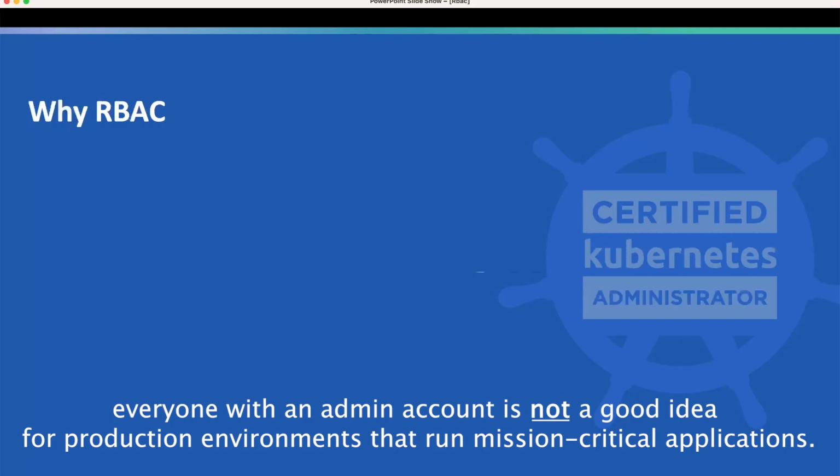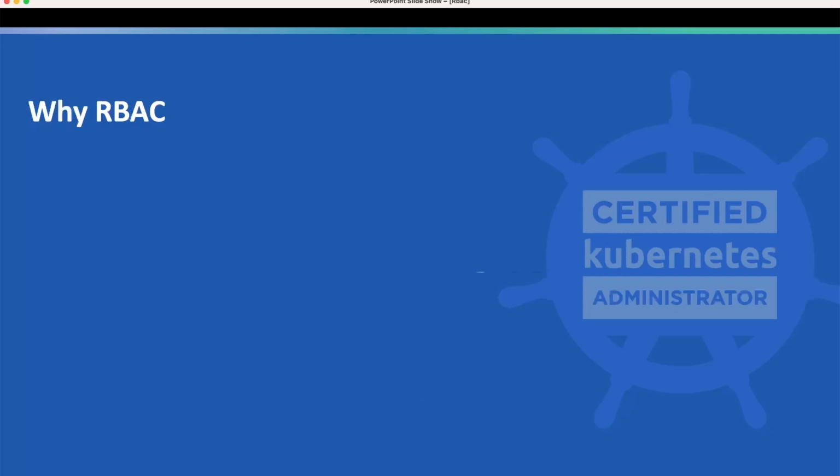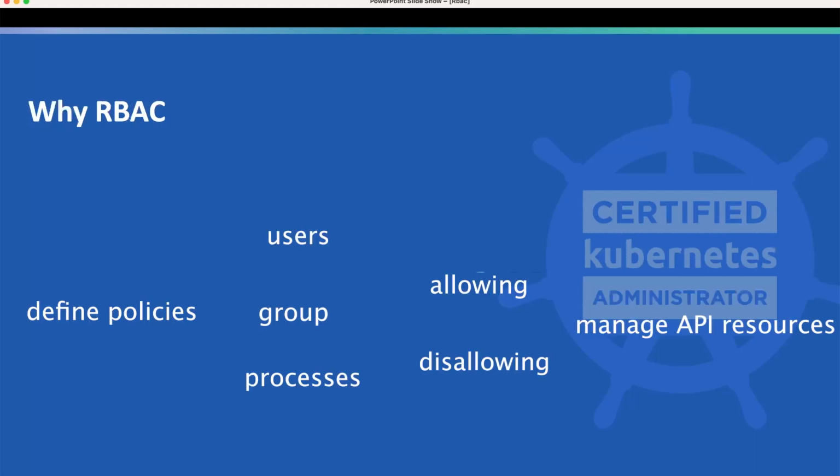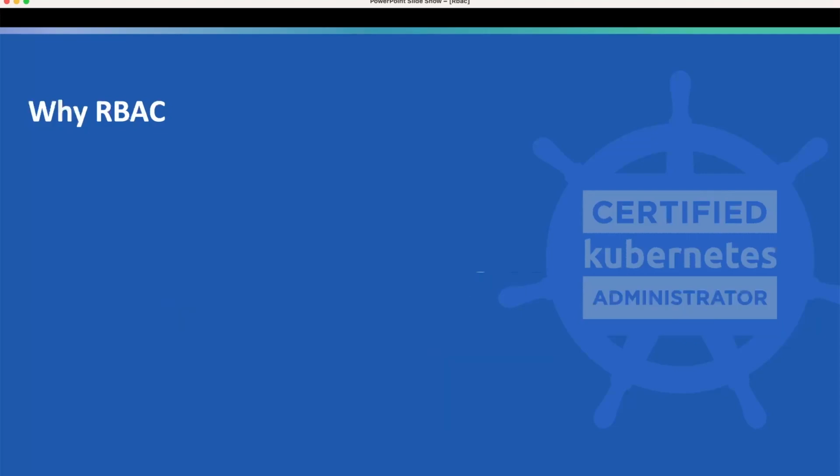For example, application developers don't need to manage the cluster nodes. They only need to access some objects and run or configure their application. And this is where role-based access control, or RBAC, comes in. RBAC can define the policy for the user, group, and process by allowing or disallowing access to manage the API resources. Enabling and configuring RBAC is mandatory for organizations with a strong focus on security.